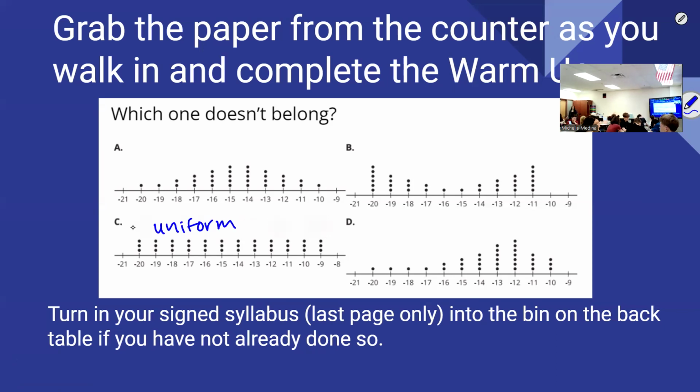Because yeah, you could describe the shape. You could say how it looks. But uniform is the vocabulary that will show up on a quiz or test. Okay, so C is uniform. Can you think of something else that could describe it, like another vocab word? Maybe look at your learning targets. Yes, it is also symmetric. So we can use more than one vocab word to describe the same shape. So uniform and symmetric is how we would describe data set C, which you guys all said does not belong.